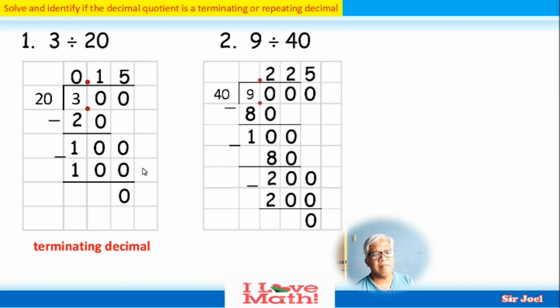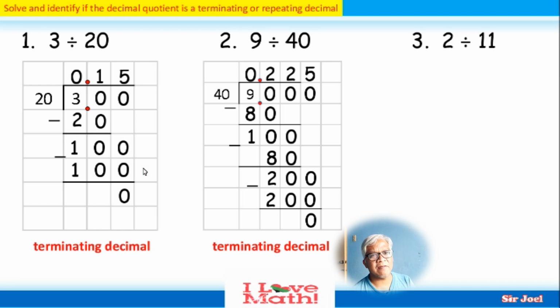Okay? By the way, wala tayong nilagay kaninang 0 before the decimal point, pwede natin siyang lagyan ng 0. So, again, look at the given remainder. It is 0. Ibig sabihin, this quotient, 0.225, is what? A terminating decimal.